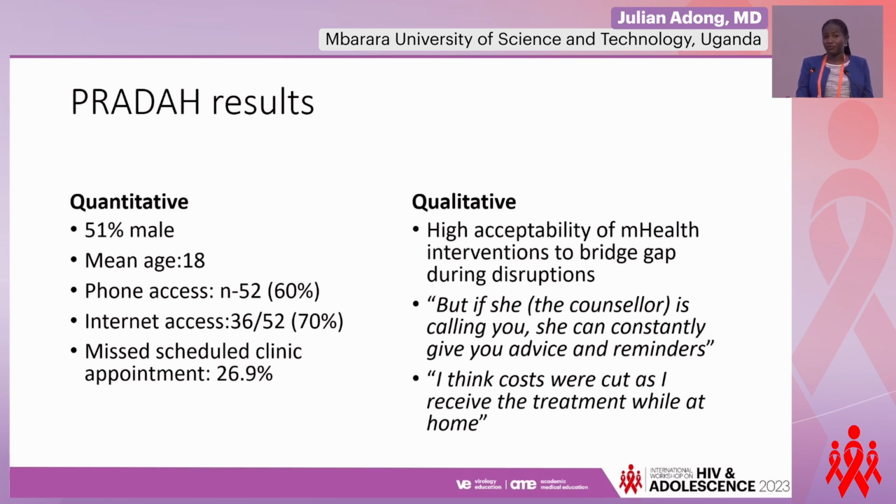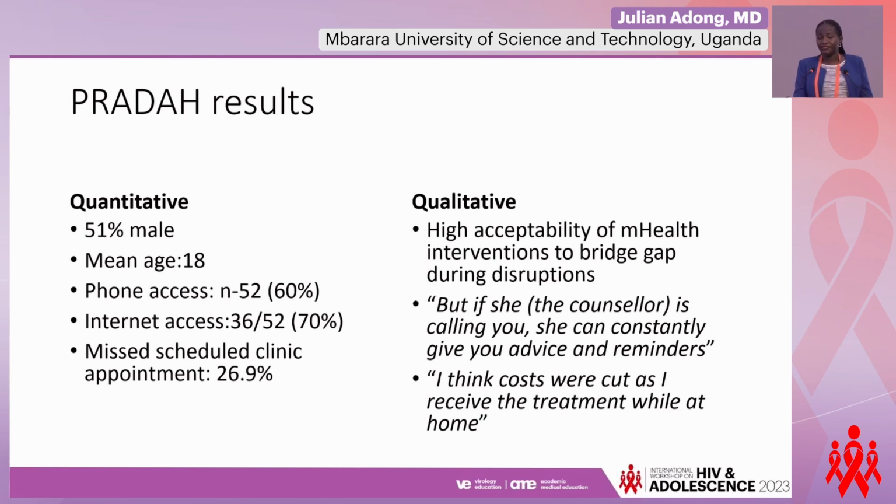So we see 51% were male, and mean age was 18. Importantly, I would like you to see that we have phone access of 60%. In this population aged 13 to 24, we had phone access of 60%, so very good phone access. Then we had internet access among those who had phones of 70%. So this is a resource that we can actually use to deliver health care. Those who missed a scheduled visit were about 27%.